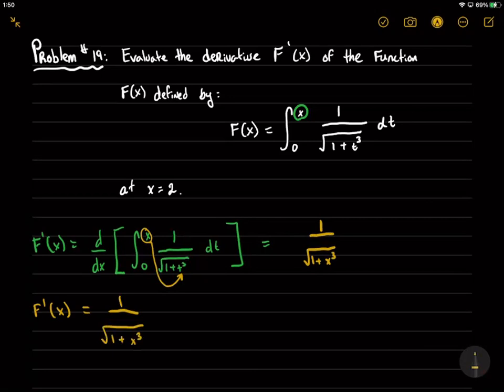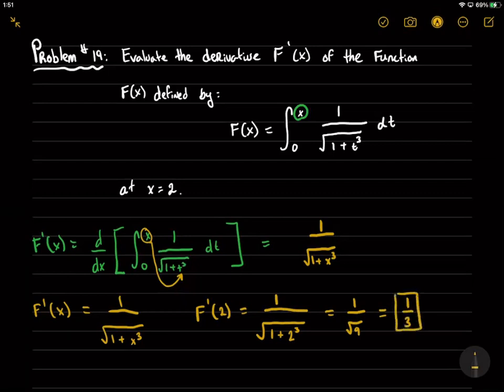Now, the problem asks you to evaluate this derivative at x equals 2. So what you have to compute now is f prime of 2. So wherever you see an x, you replace the x with 2. So you're going to get 1 over the square root of 1 plus 2 to the third power. So 2 to the third is 8. 8 plus 1 is 9. So you have 1 divided by the square root of 9. If you take the square root of 9, you get 3. So your final answer is that f prime of 2 is 1 over 3. And that is the solution to problem number 19.